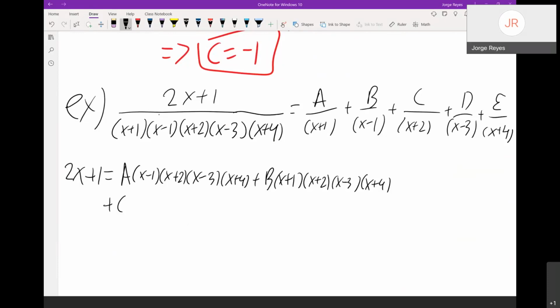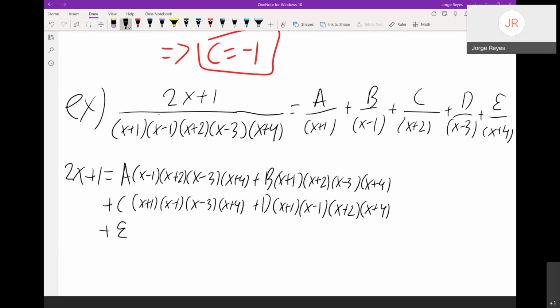So C, x plus 1, x minus 1, x minus 3, x plus 4, plus D, x plus 1, x minus 1, x plus 2, x plus 4, and then the last one plus E, x plus 1, x minus 1, x plus 2, x minus 3.